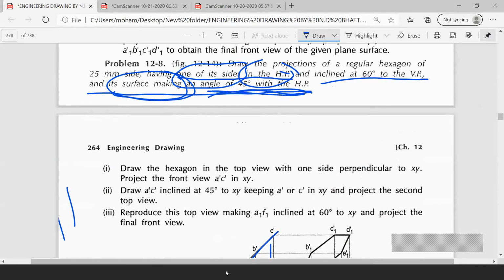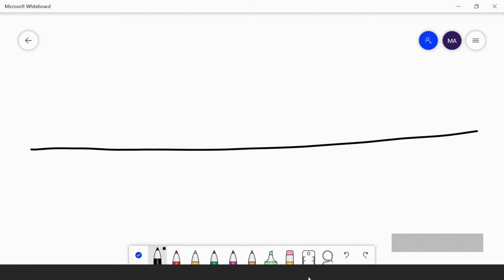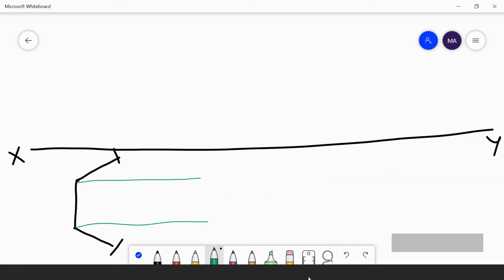Given side as 25. I am considering this as a reference line. I have told you how to draw the hexagon. I am taking the side here. I am drawing 108, 108. I am cutting 25, 25. Then I am drawing one line like this, one line like this. I'm cutting from here, I am cutting 25. From here I am cutting 25. I will get a hexagon here. Understand?